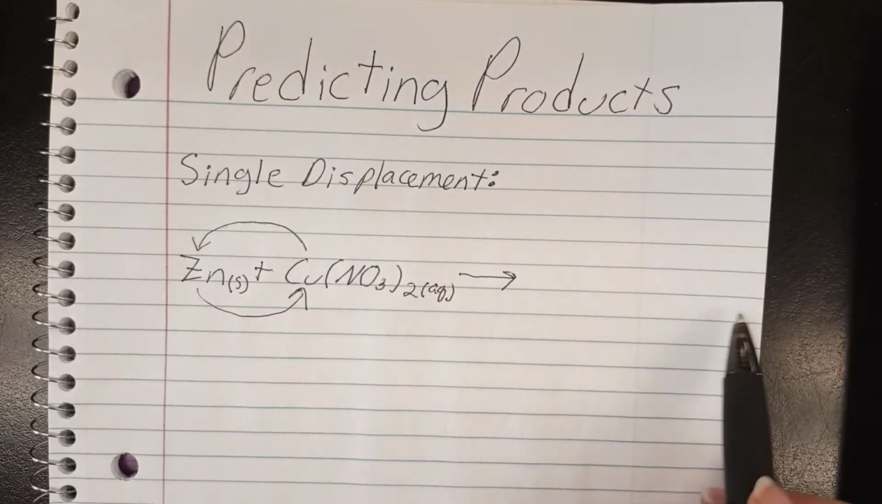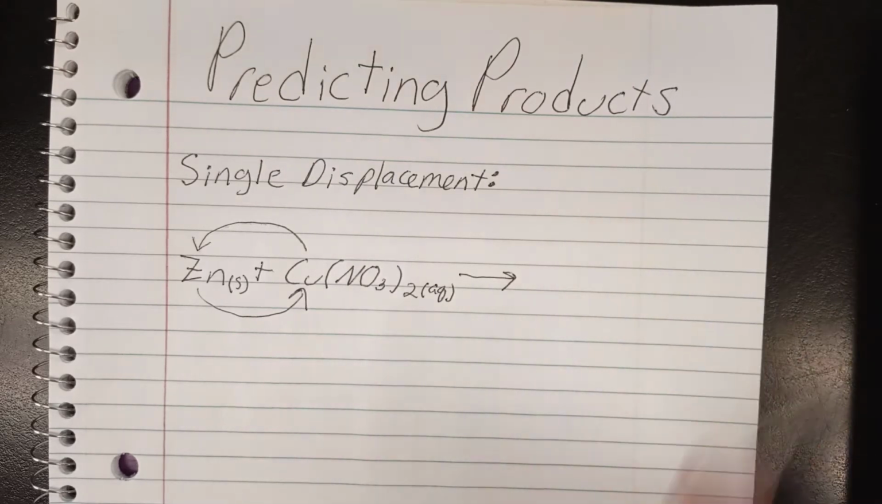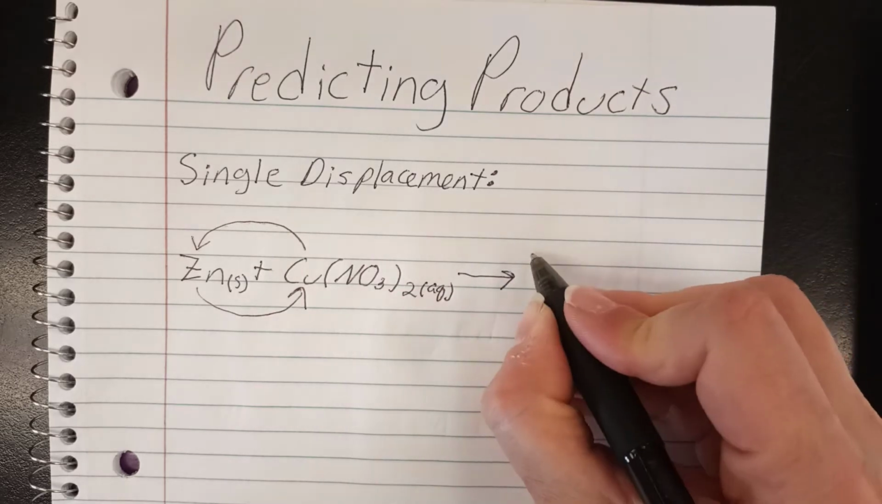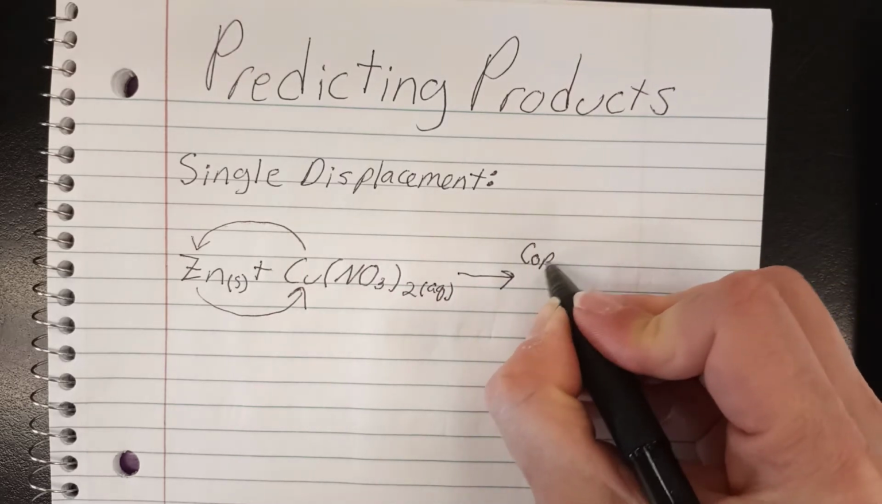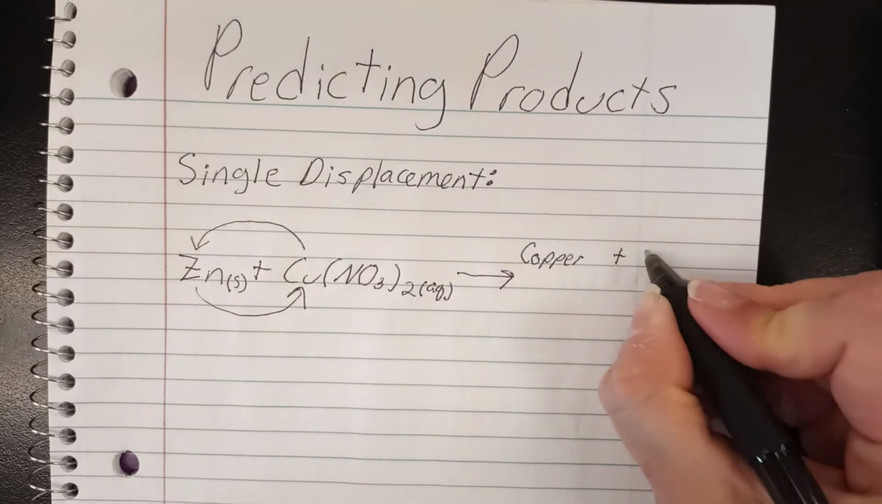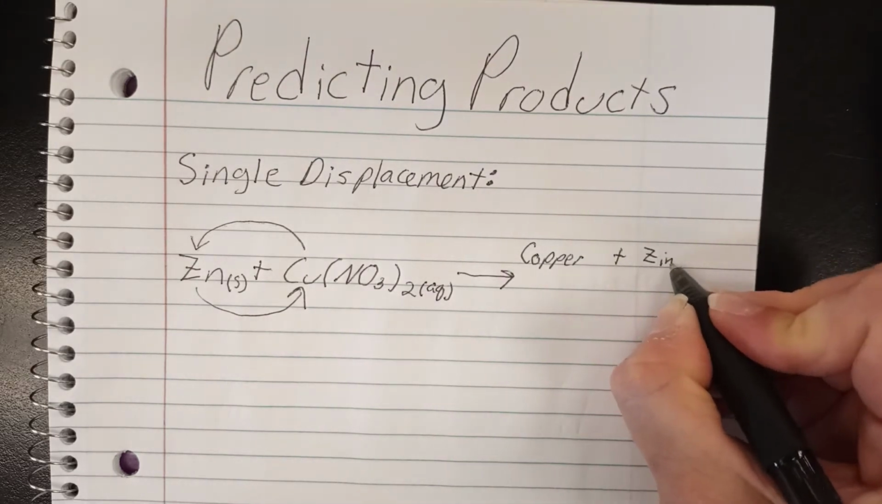For a single displacement reaction, this is the process that's happening. Now we just need to pay attention to what we're getting over here. Well, the zinc is going to go into the compound and the copper is going to come out. So I'm now going to have copper sitting out all by itself plus zinc nitrate.